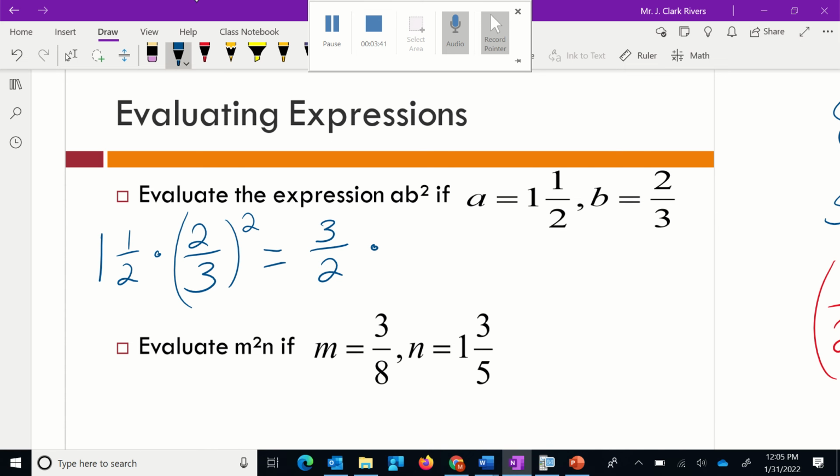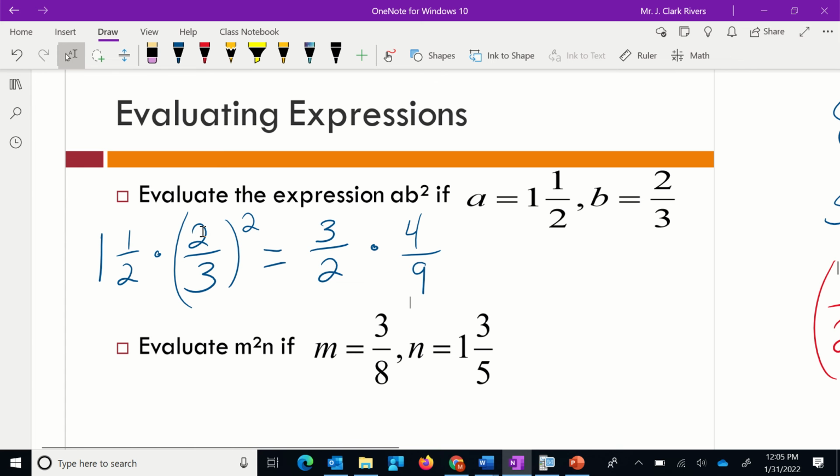Well, 2/3 squared. See if you know what that is. 2 times 2, 4. 3 times 3, 9. So 2/3 squared is 4/9. Again, how did we do that? 2/3 squared, that's 2 times 2, which is 4. 3 times 3, which is 9. And now we look for common factors. 2 and 4, they have a common factor of 2. 2 divided by 2 is 1. 4 divided by 2 is 2. 3 and 9, they have a common factor of 3. 3 divided by 3 is 1. 9 divided by 3 is 3.